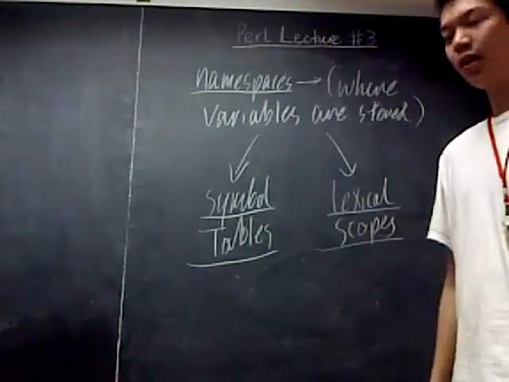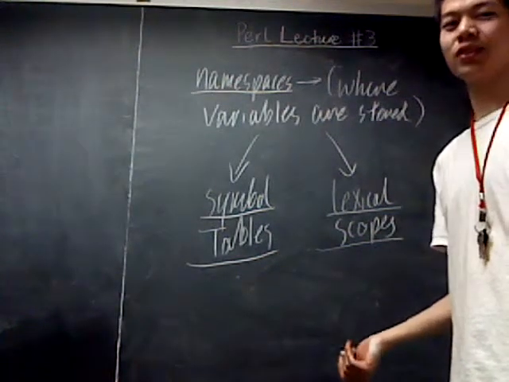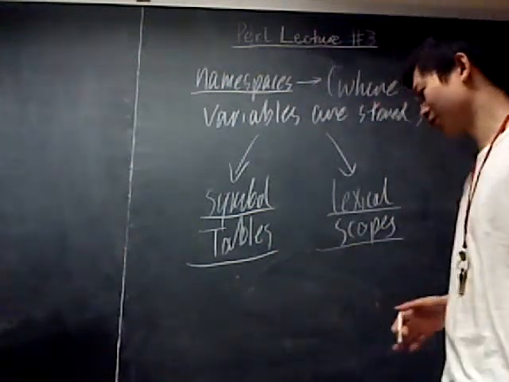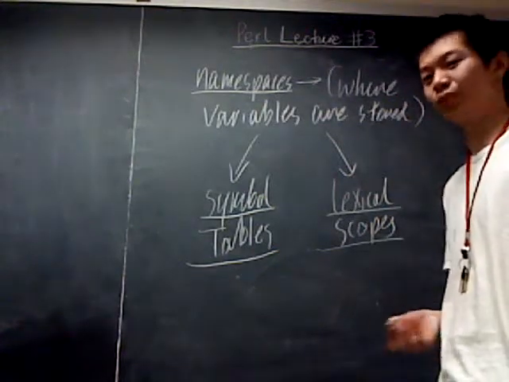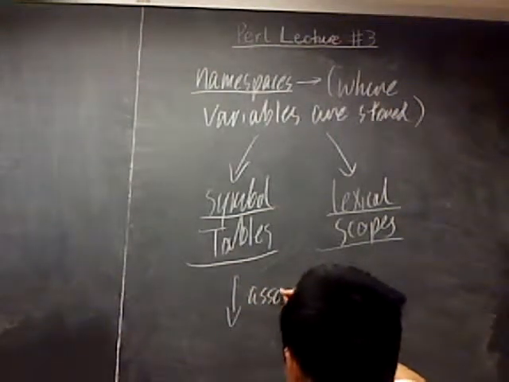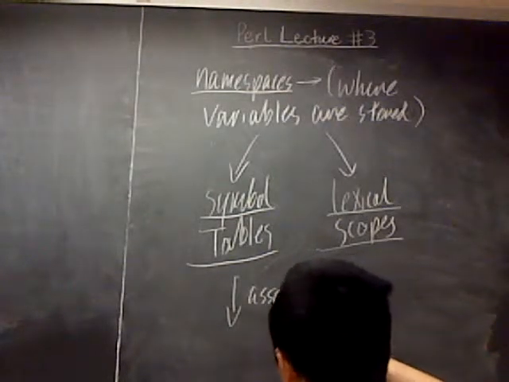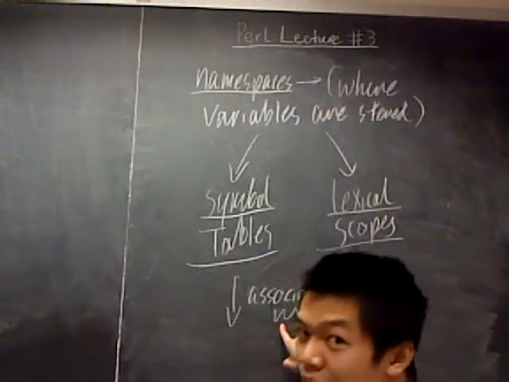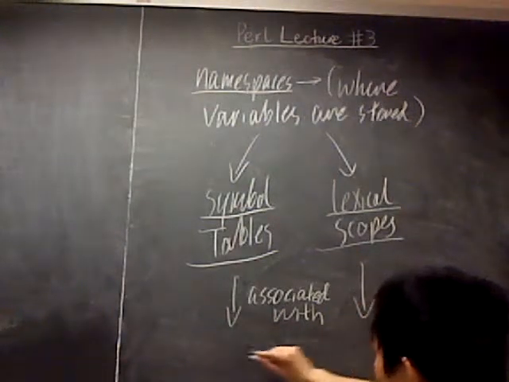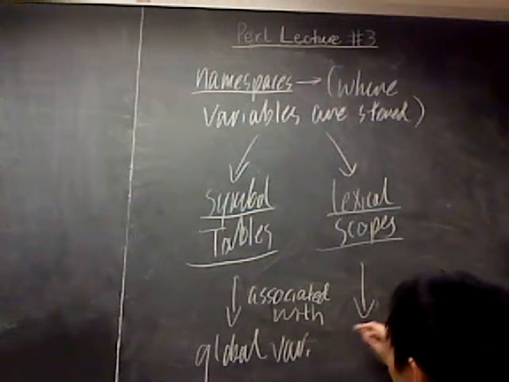Now, with these namespaces, with symbol tables, you can guess what they're associated with. They're where global variables are essentially stored, and lexical scopes are pretty much where local or lexical variables are stored. This arrow right here is going to mean associated with. Sorry, I was blocking your way. So global variable, lexical variable.